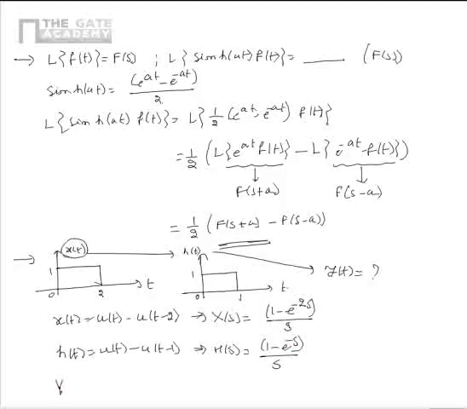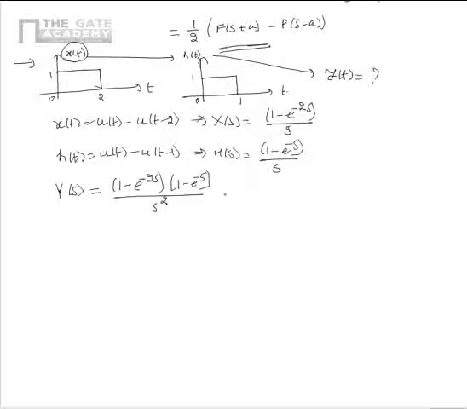From this, the Laplace transform of the output y of t can be written as Y of s is equal to X of s into H of s, which can further be simplified as 1 minus e power minus 2s multiplied by 1 minus e power minus s divided by s square. This is equal to 1 minus e power minus s minus e power minus 2s plus e power minus 3s divided by s square.